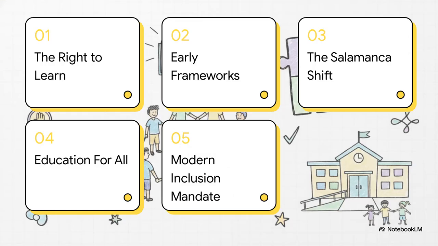We'll be hitting 5 key stages. 1. The right to learn. 2. Early disability frameworks. 3. The Salamanca shift. 4. Education for all. And finally, number 5, the modern inclusion mandate.